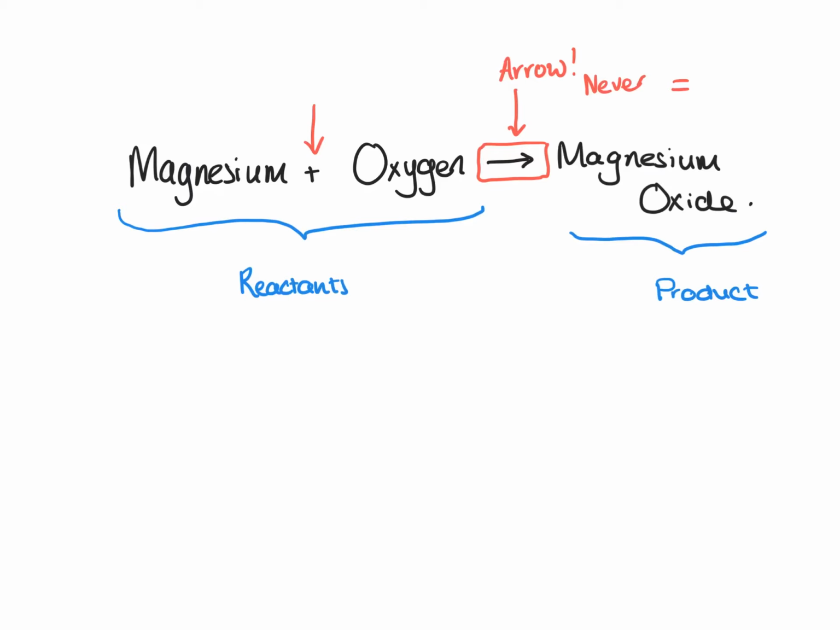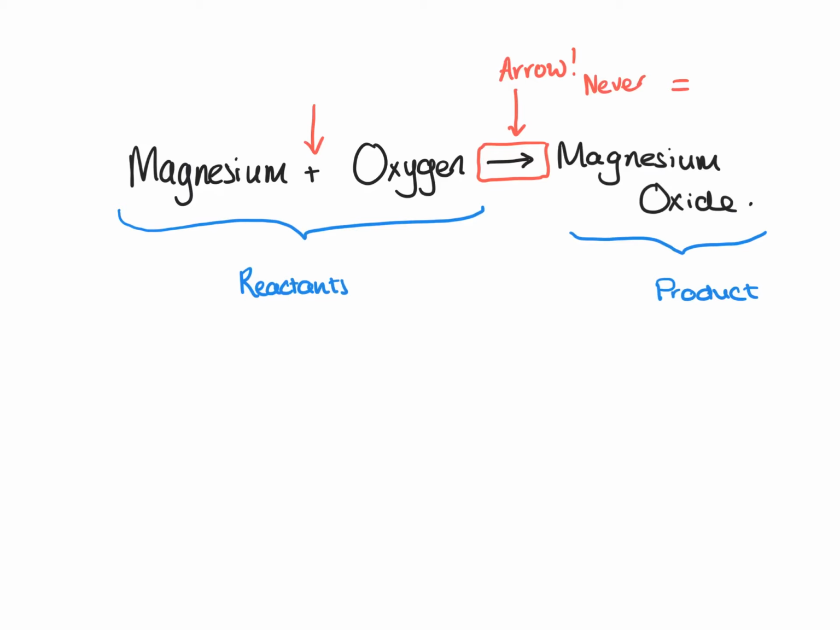Some other key features, there's no numbers at all in this word equation. So I've got no little numbers after the chemicals and I've got no big numbers in front. So you don't need any numbers at all. A word equation will not tell you how much stuff you've used or how much stuff you've made. It'll just tell you what the names of the reactants and the products are.